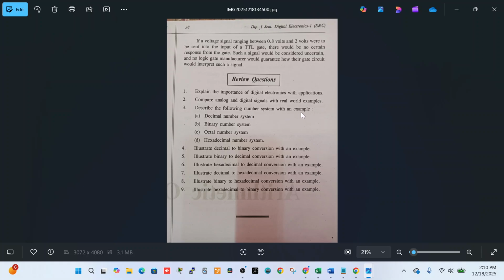Describe the following number systems with an example: decimal, binary, octal, hexadecimal, and illustrate decimal to binary, binary to hexadecimal, hexadecimal to decimal, decimal to hexadecimal, hexadecimal to binary. I have explained all the topics. I explained all the number system conversions on the SRS EC Academy YouTube channel, and I will try to give the shortcuts in one image so you can remember easily, but you have to practice at home.